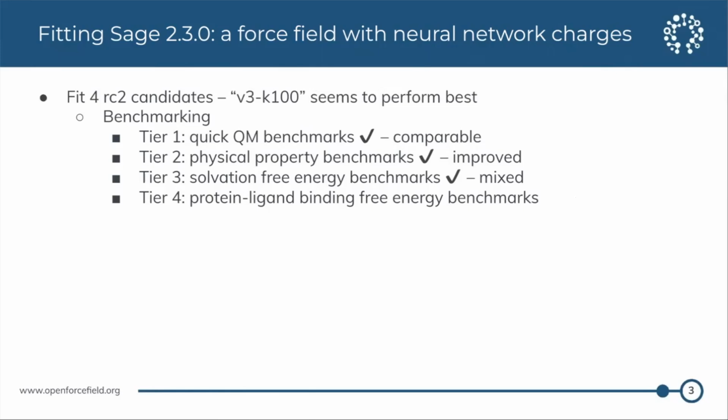We have now benchmarked V3 K100 on 3 of our 4 tiers of customary benchmarks. So that's QM benchmarks, physical property benchmarks, densities and enthalpies of mixing, as well as solvation free energy benchmarks. And to make the final decision on whether or not to release RC2, we are now just waiting on protein-ligand binding free energy benchmarks, which are currently being run for us by OpenFE.